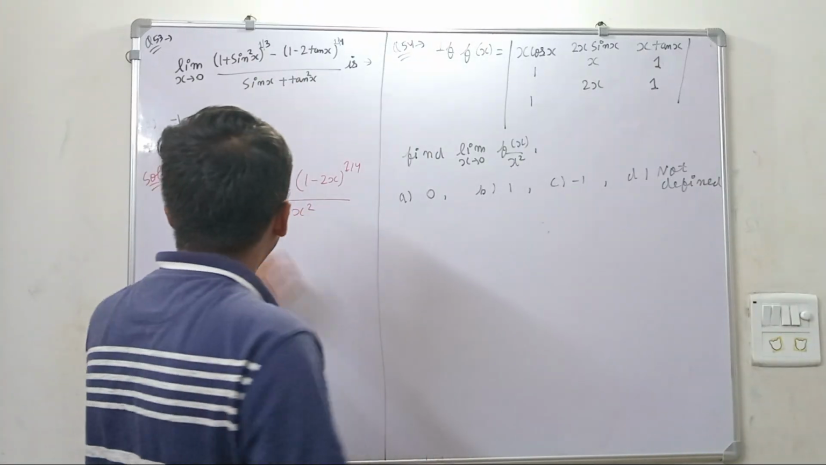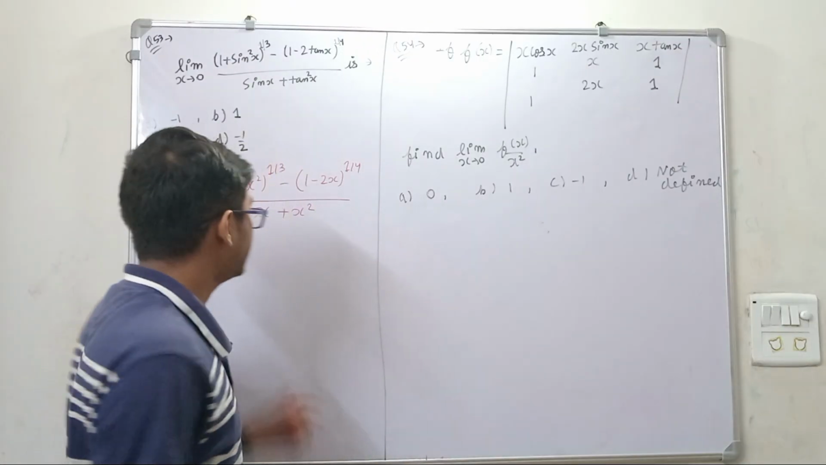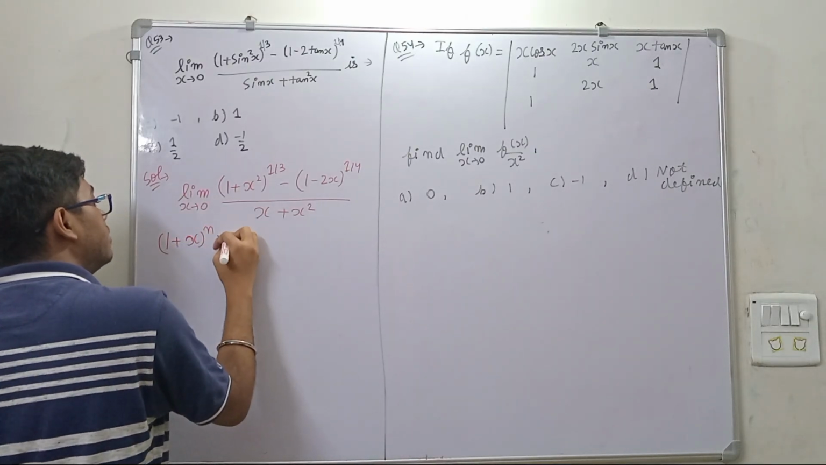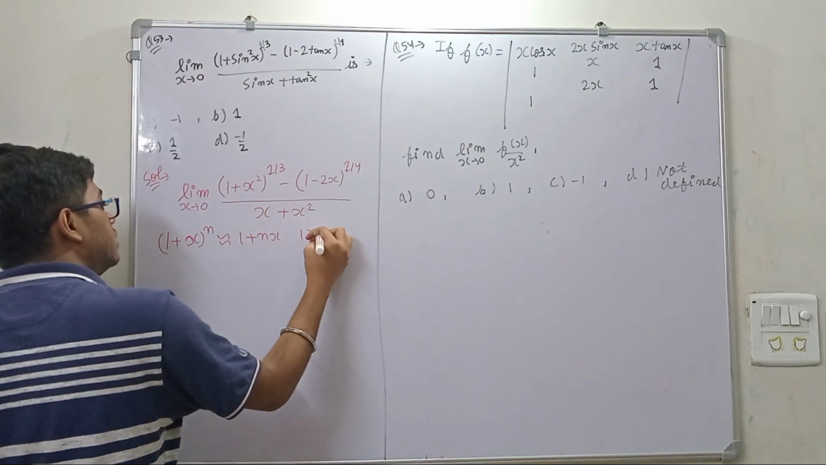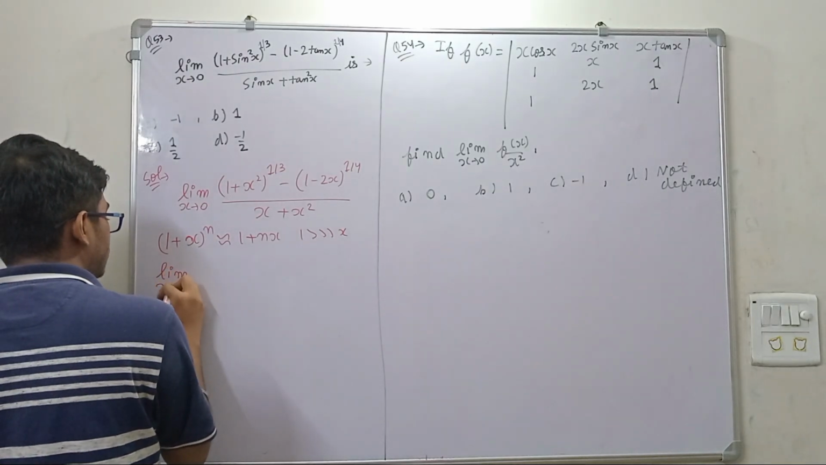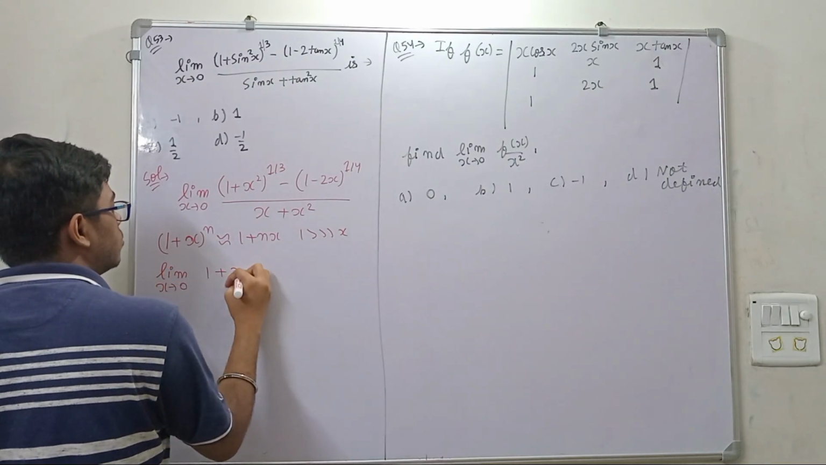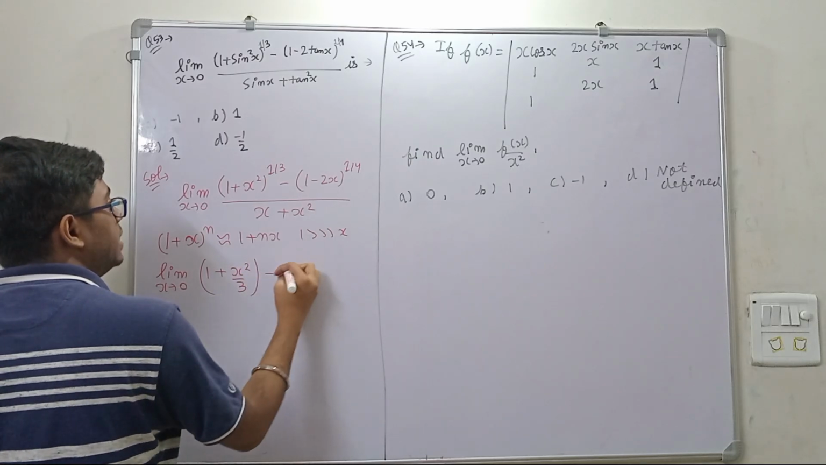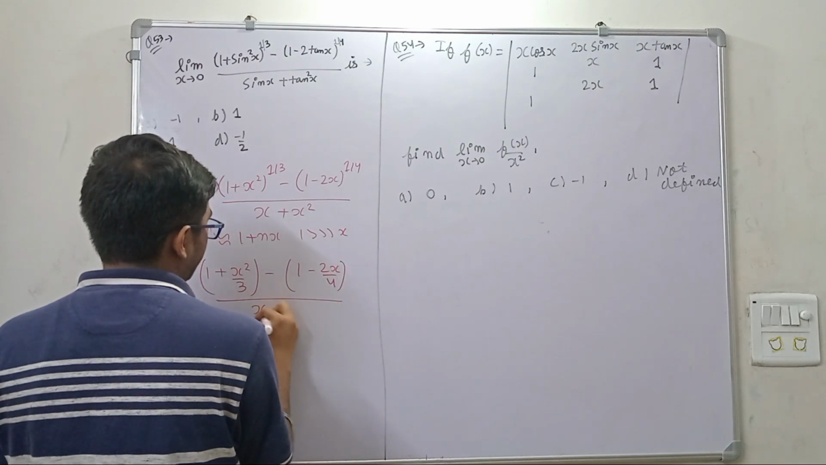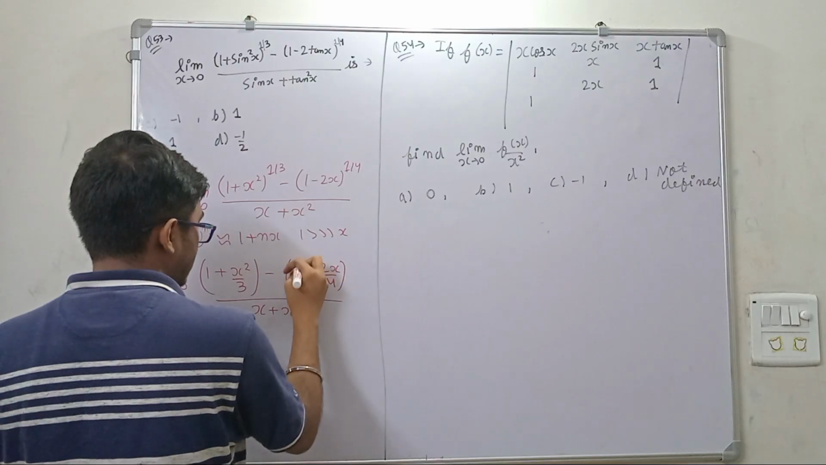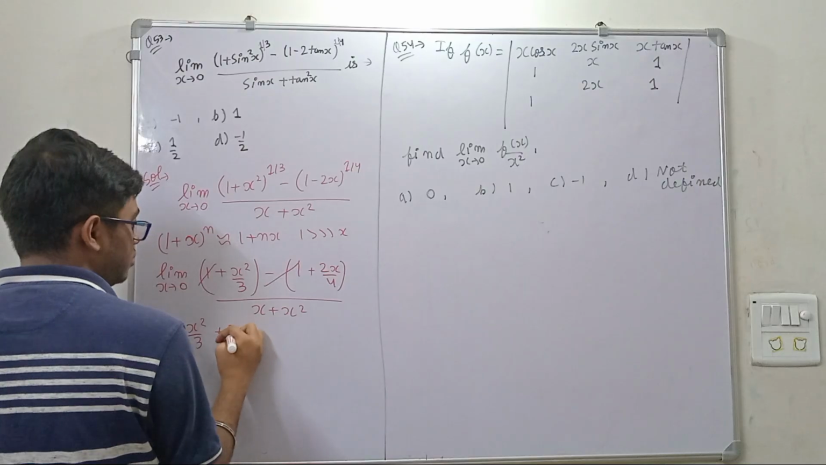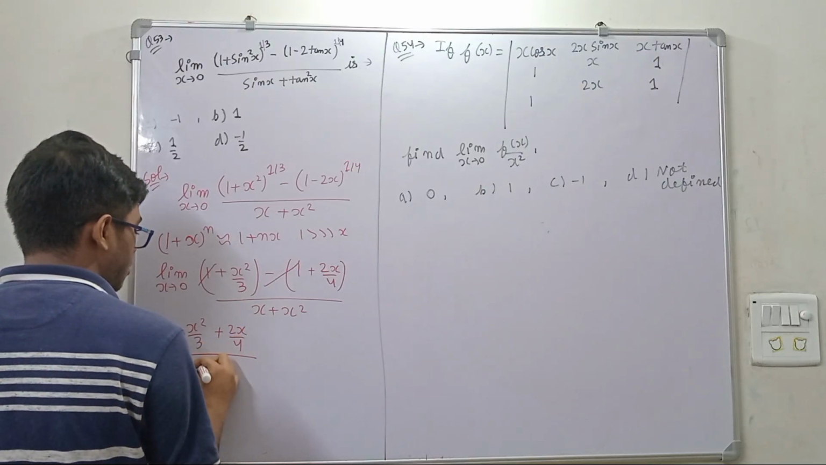Now this x square is very much less than 1 because x is tending to 0, and you know the binomial approximation: 1 plus x to the power n is roughly equal to 1 plus nx when 1 is very much greater than x. So substitute here limit x tends to 0, 1 plus x square by 3 minus 1 minus 2x by 4 upon x plus x square. The 1 and minus 1 cancel. So this will be x square by 3 plus 2x by 4 upon x plus x square.